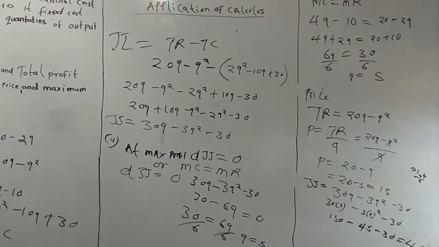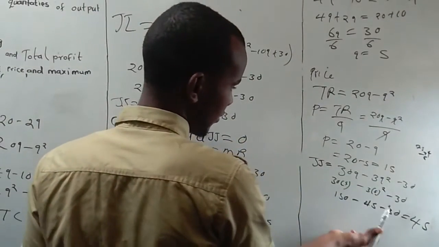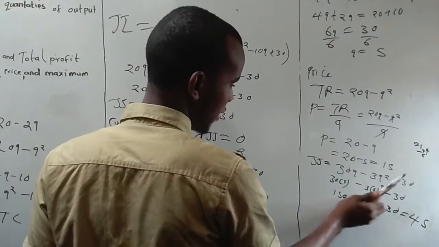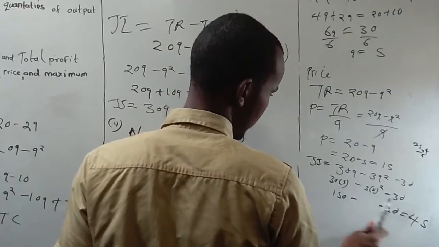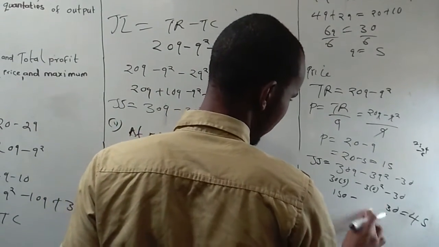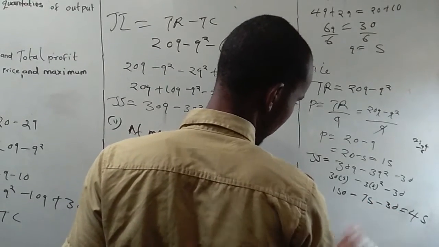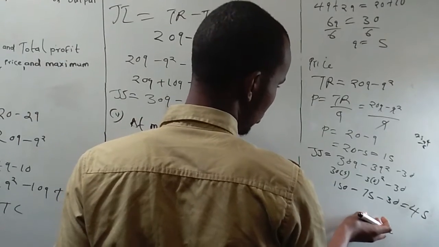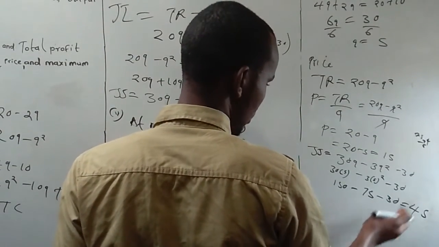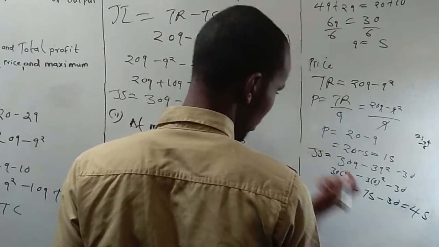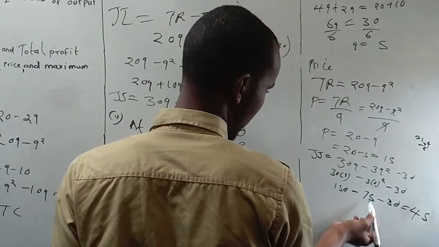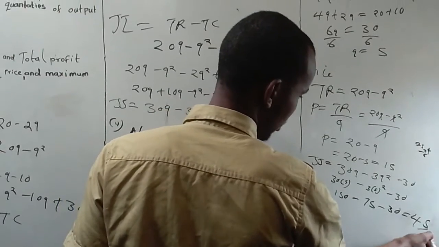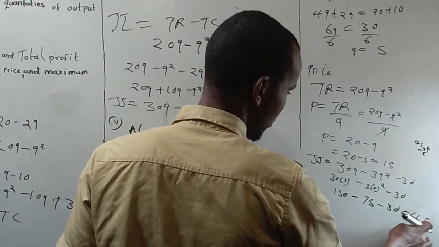Sorry, 5 squared is 25. 25 by 3 will not give you 45. It will come to 75. 75 minus 30. So if you subtract 75 from 150, you get 75, then minus 30, you get 45. So here 5 squared by 3 is 75, not 45. You correct that. Now our profit is 45.